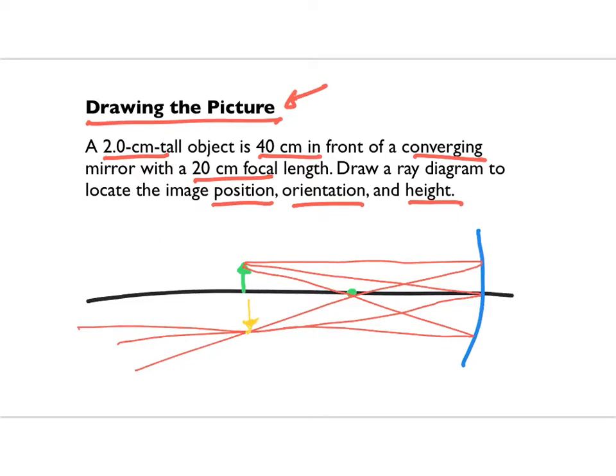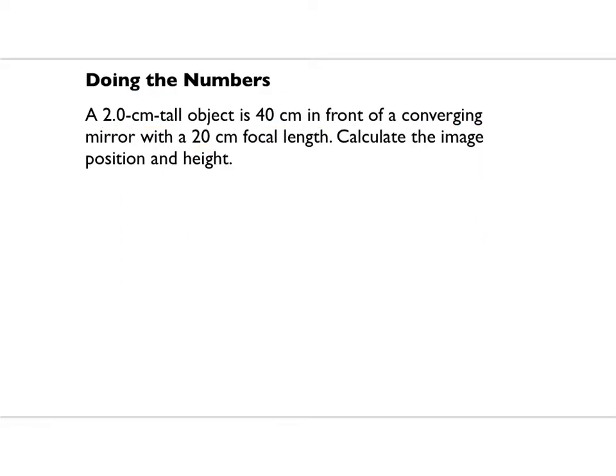And what my ray diagram is telling me is that I think the image is at the same place as the object, and it's inverted. That's what I'm expecting to see. But now what we want to do is do the numbers.